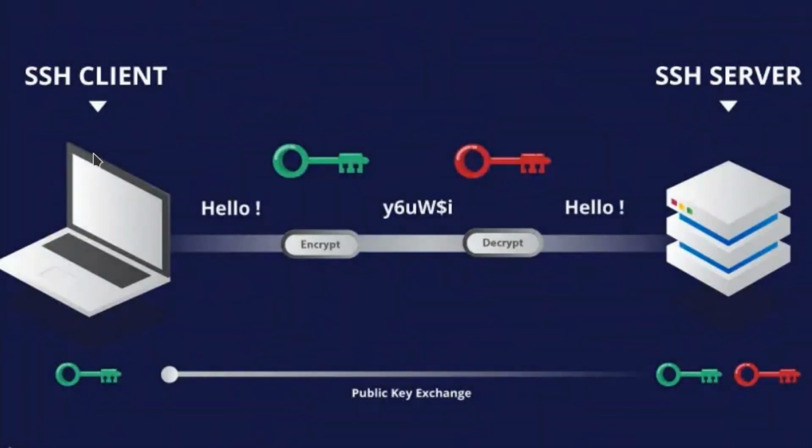Here is one example of how SSH works. On the left-hand side we have the SSH client, and on the right-hand side we have the SSH server. Now we want to send one message from client to server. That message will be hello, and when this message is transferred, it will be encrypted using this cipher key, and this hello will become something like y6uw$i. Then on the server side, when that message is received, it gets decrypted using this decrypt key. Then the server is able to get the original message, which is hello.